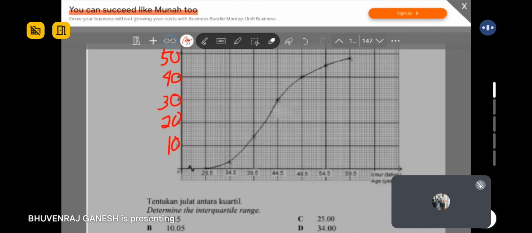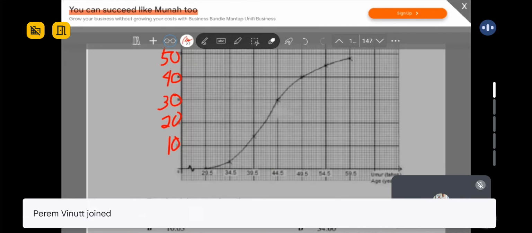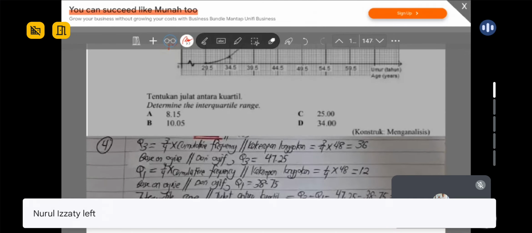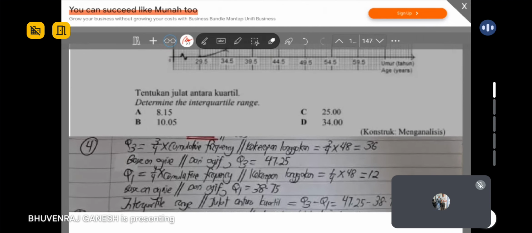Kena kira dari graph. Okay, the answer is actually I get 8.5, guys. Okay, 8.5. So the closest answer I can say is A lah. Okay, jawapan paling dekat adalah A. Tapi tak tepat lah. It's not accurate. Okay, so guys, if you try and see, this will be your working. Ini adalah jalan kira dia.